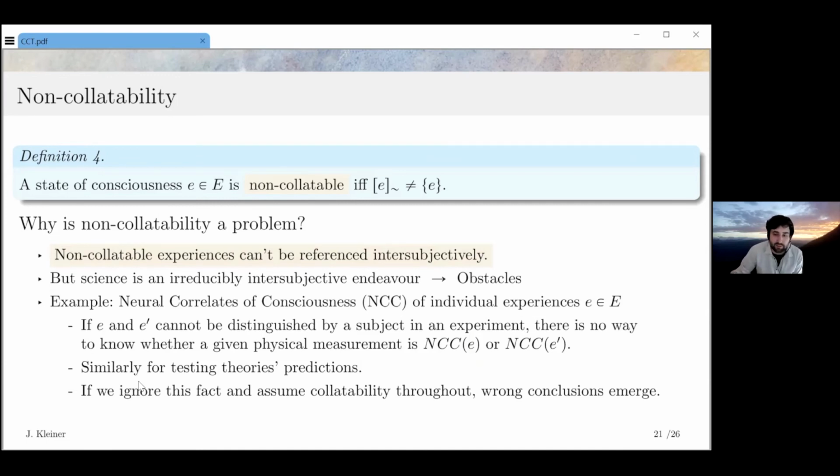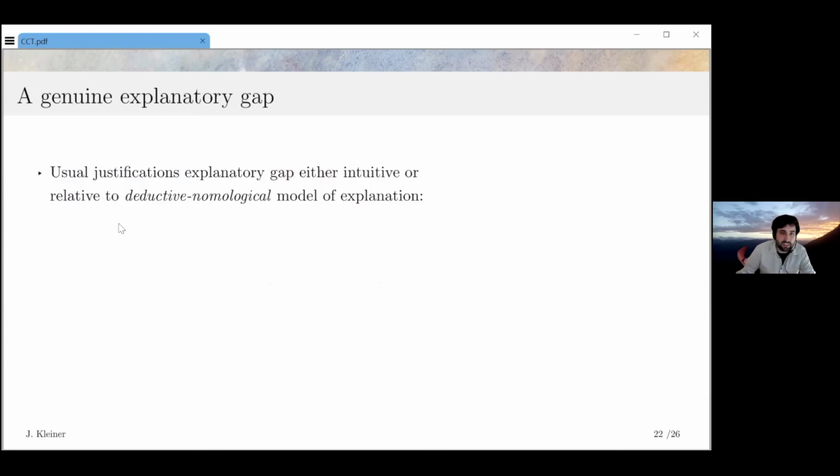Something I won't go into now due to time constraints, but you can think about this in more detail, is that if we ignore this fact, for example, if we use the stimulus as a reference and pretend that it picks out a unique state of consciousness in the case of color, we're actually doing something wrong. The conclusions we get out might, for example, point to the wrong region of the brain as being an NCC. Okay, and just real quick, I really want to focus on this. This is a big part, but we'll come to mathematics in just a little bit. Not much longer to go.